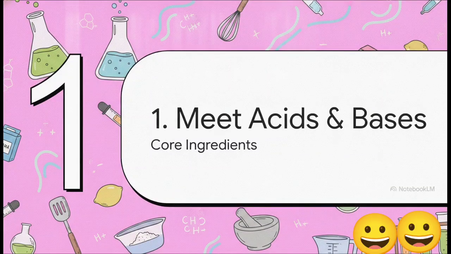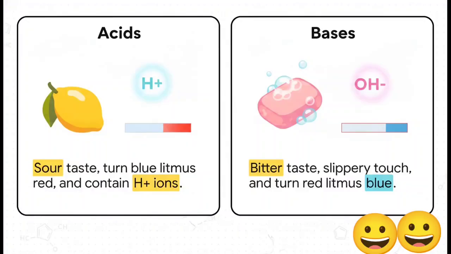Meet acids and bases, the core ingredients of chemistry. Let's start by looking at how you can intuitively tell these two apart just based on their physical properties. On the left, we've got acids. They're famously sour. Think of the sharp zing of citric acid in a lemon. They turn blue litmus paper red, and, this is super important for our equations later, they contain hydrogen, or H+ ions.